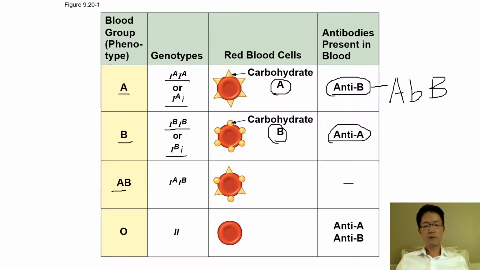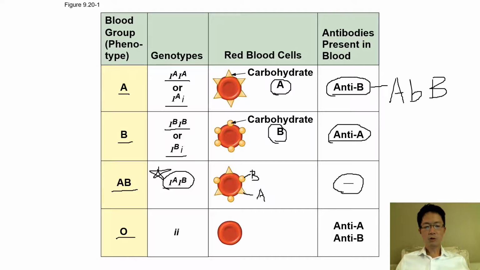For blood type AB, you have codominant IAIB. This is very interesting. Codominant IAIB. So the cell expresses both glycoprotein B and glycoprotein A. It has both glycoproteins expressed, and interestingly the plasma does not have any antibody.